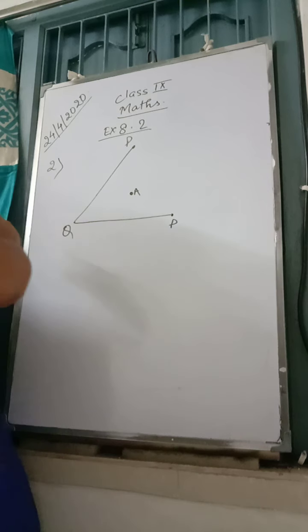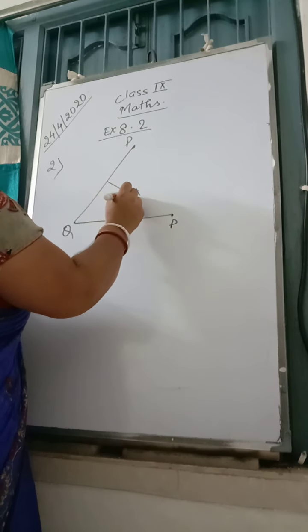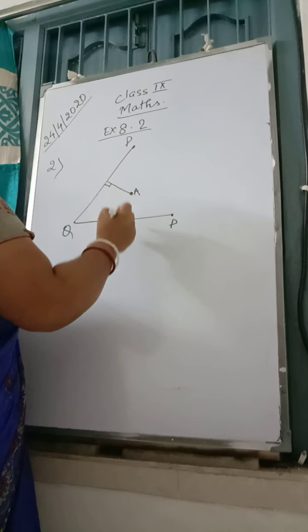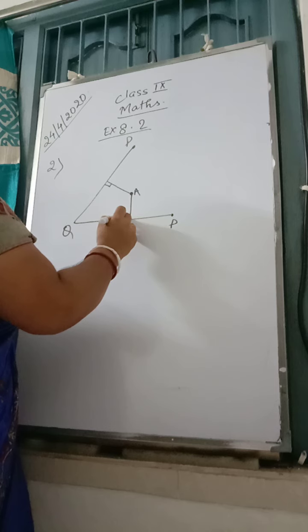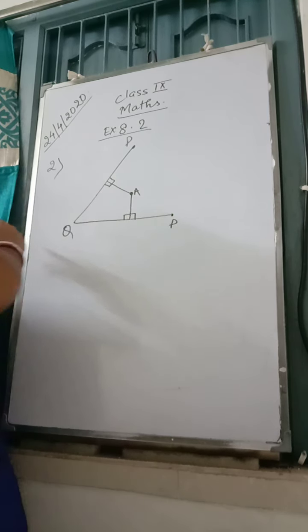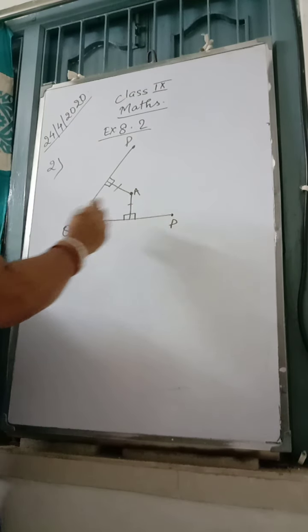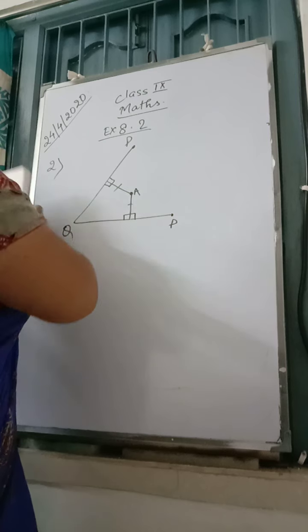Such that the perpendiculars drawn from A on PQ and QR. Now from A there is a perpendicular drawn on PQ and QR. Here also it is drawn. We know perpendicular means a line which makes 90 degree on the side. These perpendiculars are equal. Prove that angle AQP is equal to angle AQR.